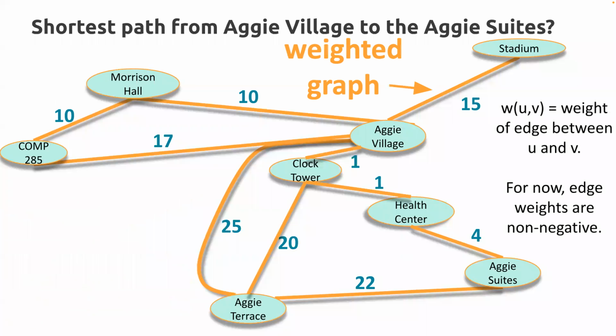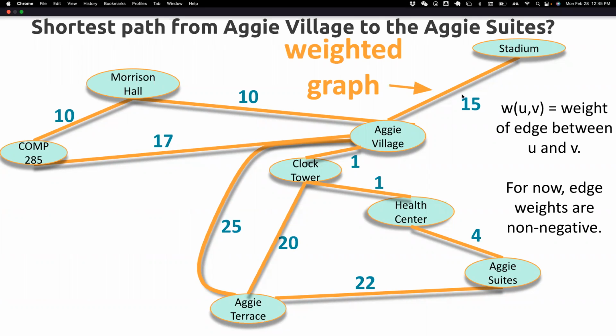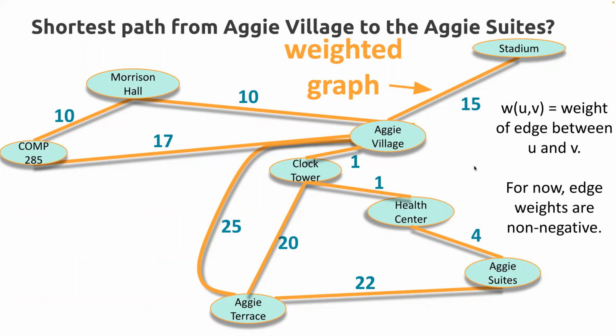So for a weighted graph, in addition to the connectivity, we now have a function called W that's going to take in 2 nodes, and it's going to tell us the weight between those nodes. Okay. For now, in this class, and until we come back from spring break, all of our edge weights are going to be non-negative. Okay.